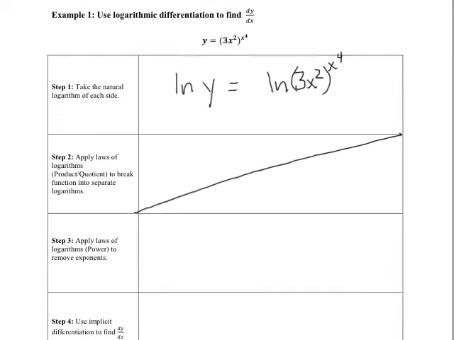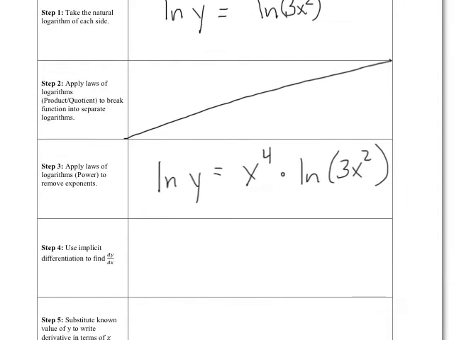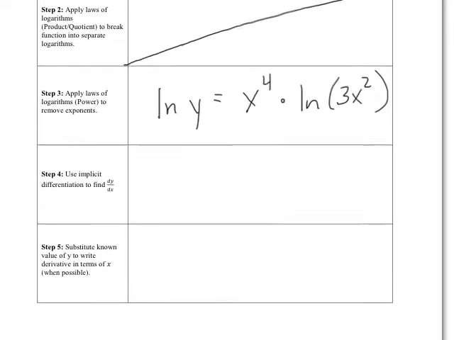But step 3 we would do something with. It says apply the laws of logarithms power to remove exponents. So we're going to apply the power property. And we see that what we have is an exponent right here. So we could rewrite this as the natural log of y is equal to x to the fourth times ln of 3x squared. Step 4 says use implicit differentiation to find dy/dx.